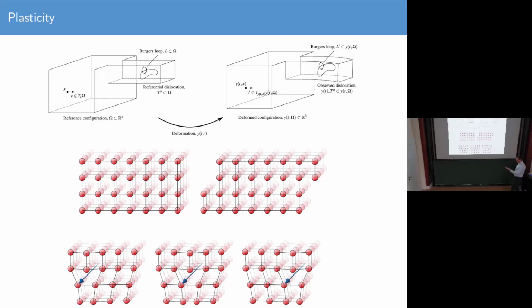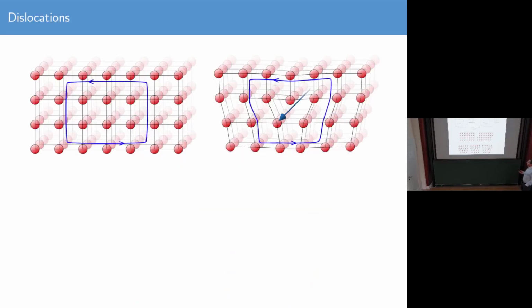So obviously you have huge numbers of these dislocations in real materials. They move through them. This is basically why plastic materials deform as they do.